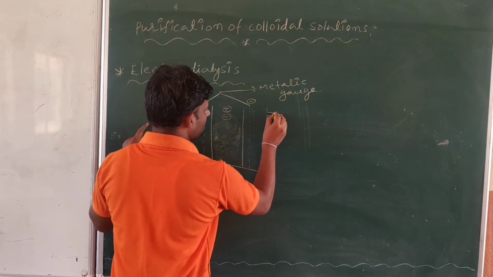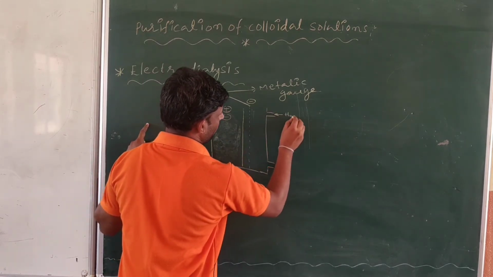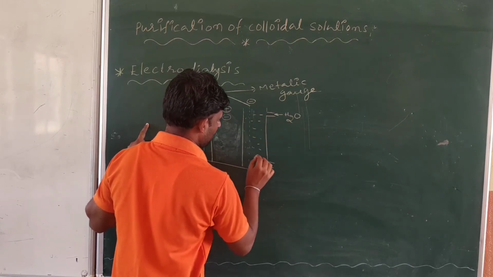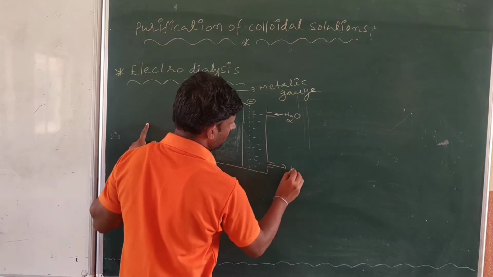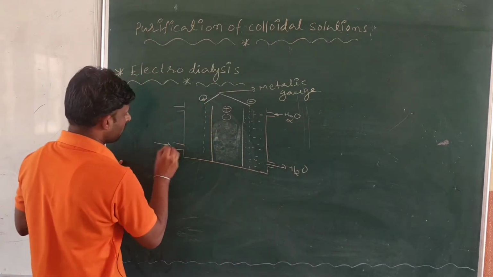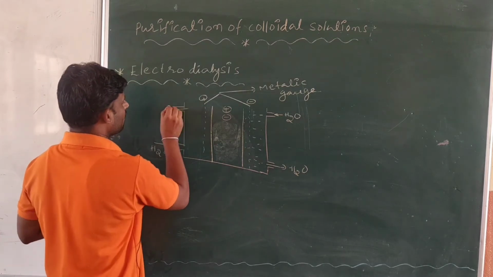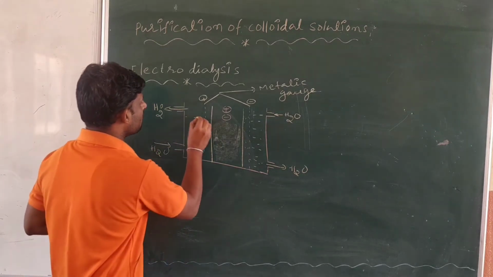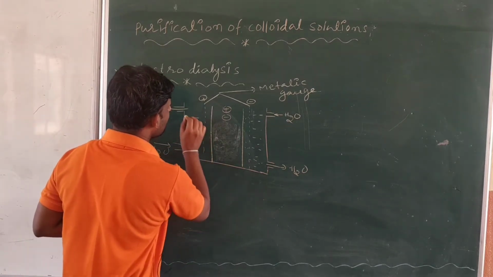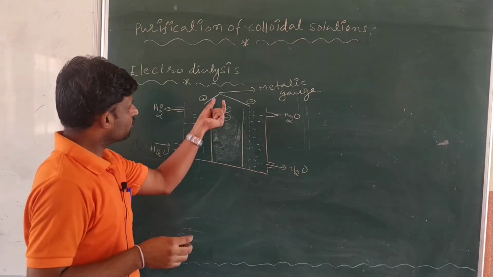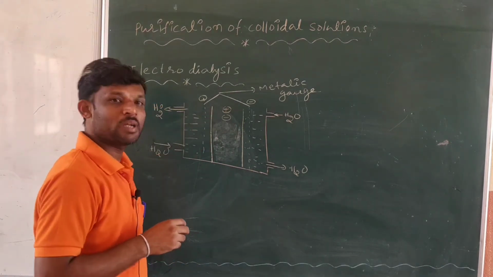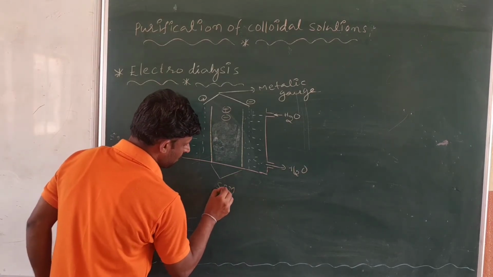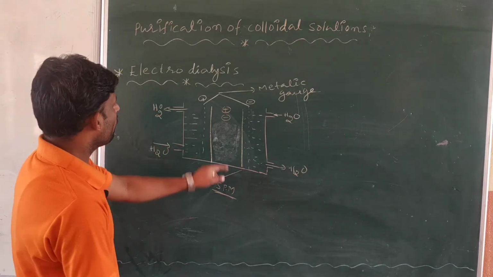Now this is the inlet of water, and this is the outlet of water. Water flows in from this side and out from this side. Here also, it is totally filled with water. When we pass electricity through this metallic gauze or metallic screen, what is this, sir? SPM, semi-permeable membrane.